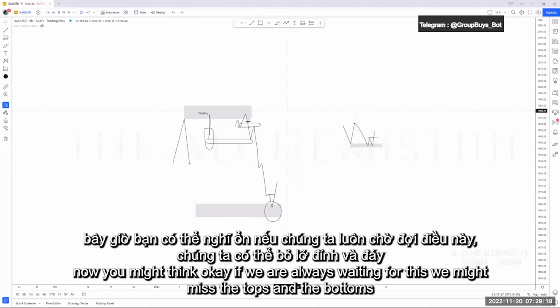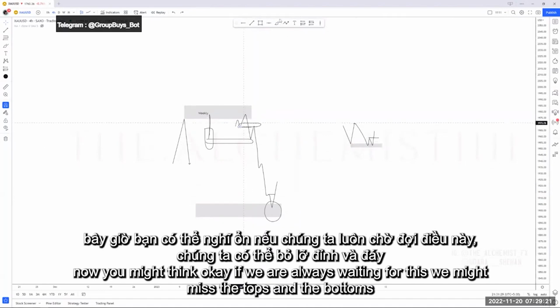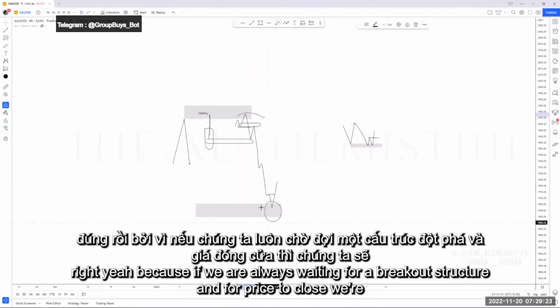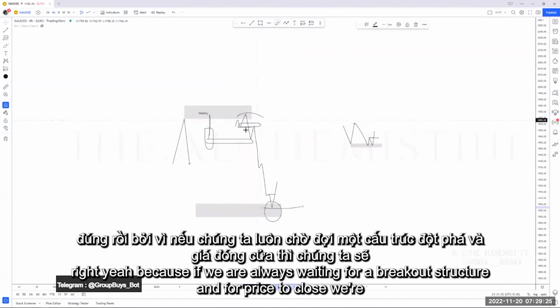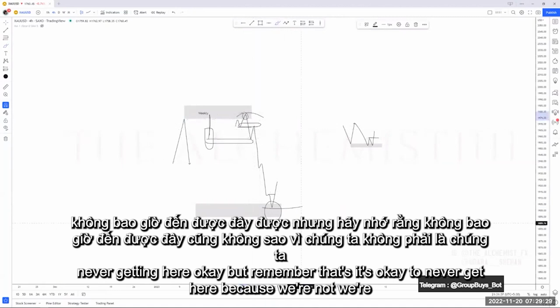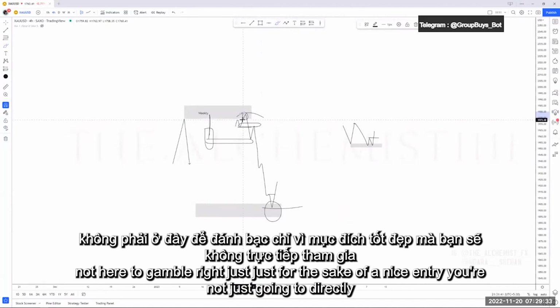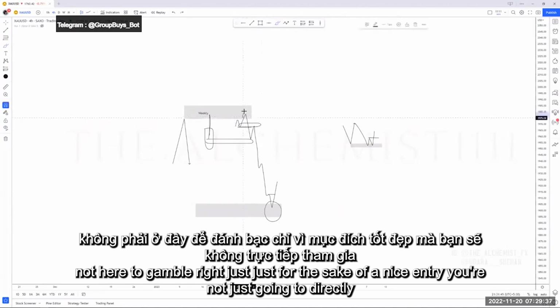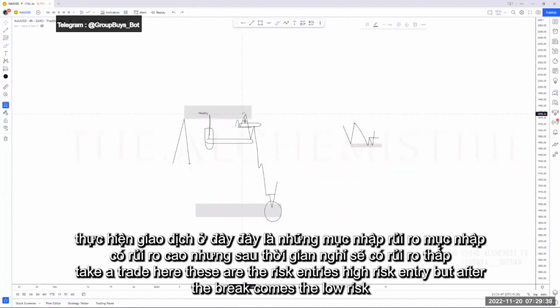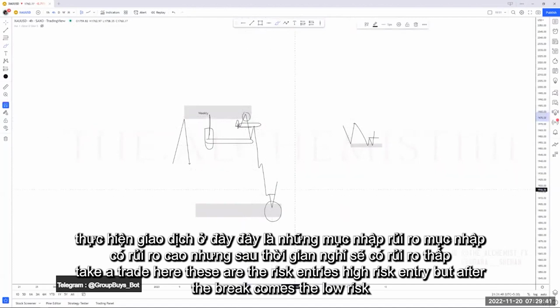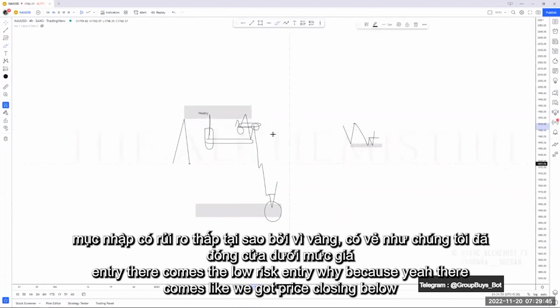Now you might think, if we are always waiting for this, we might miss the tops and the bottoms, right? Because if we are always waiting for a breakout structure and for price to close, we're never getting here. But remember, it's okay to never get here, because we're not here to gamble. Just for the sake of a nice entry, we're not just going to directly take a trade here. These are the high risk entries. But after the break comes the low risk entry.